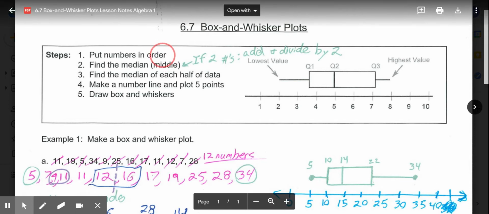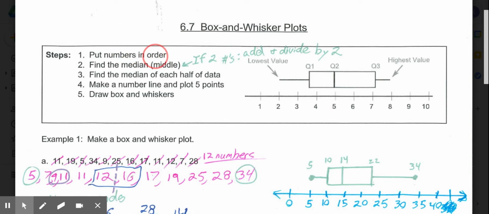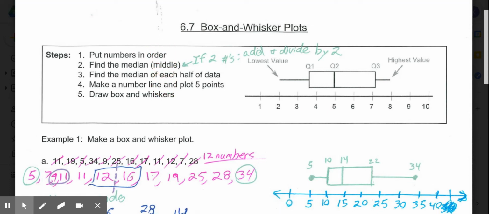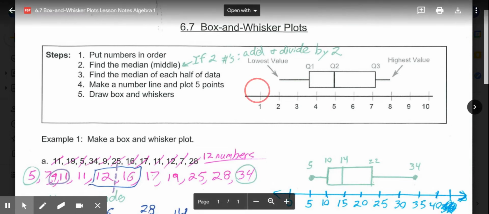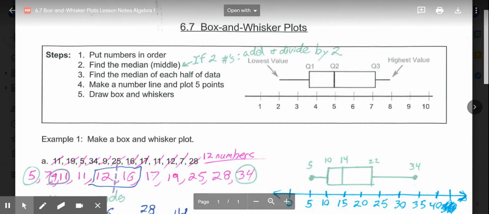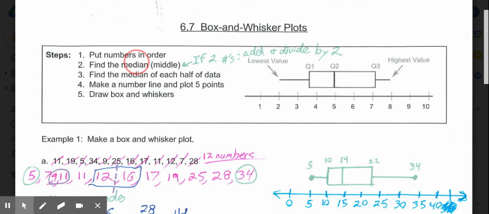Step number 1, making sure that you put your numbers in order, least to greatest is what I recommend. You could go greatest to least, but I always go least to greatest. You want to make sure that you're doing that correctly and double checking so that you didn't miss any numbers or put them out of order. If you do that in this lesson, you're going to end up with a mistake in your final box and whisker plot. The other key piece to this lesson is being comfortable with finding the median of a list.